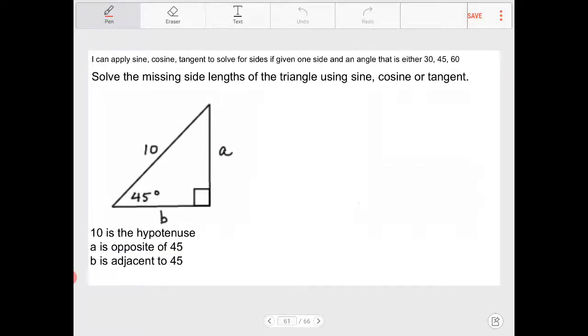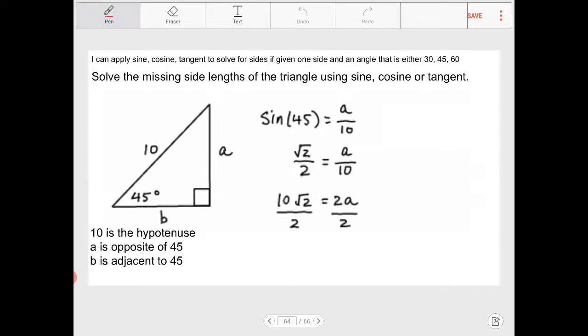I do know that a is opposite of 45, b is adjacent to 45, and 10 is the hypotenuse. So I am going to use sine 45. Again, it doesn't matter whether we use sine or cosine, we end up in the same place. We have radical 2 over 2 is equal to a over 10, because that's what sine 45 was equal to. I multiply both sides by 10, and I end up with a is equal to 5 radical 2, and b is also equal to 5 radical 2.